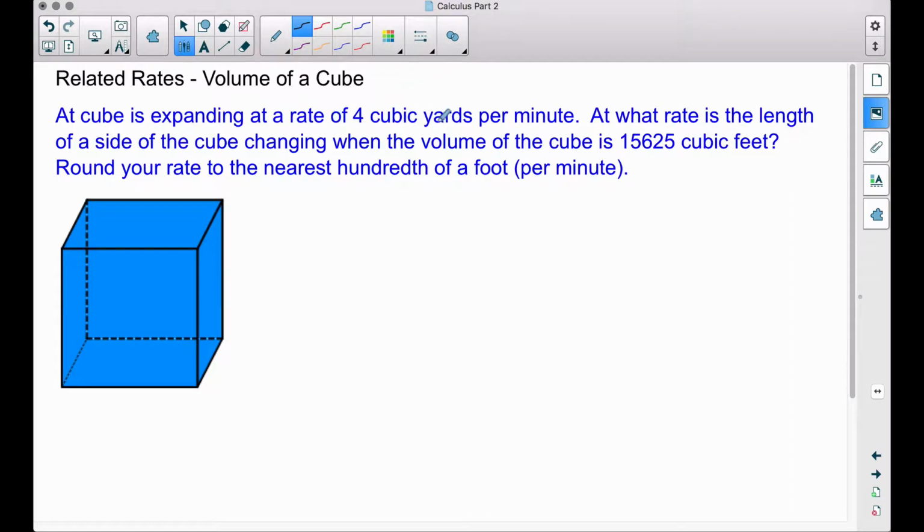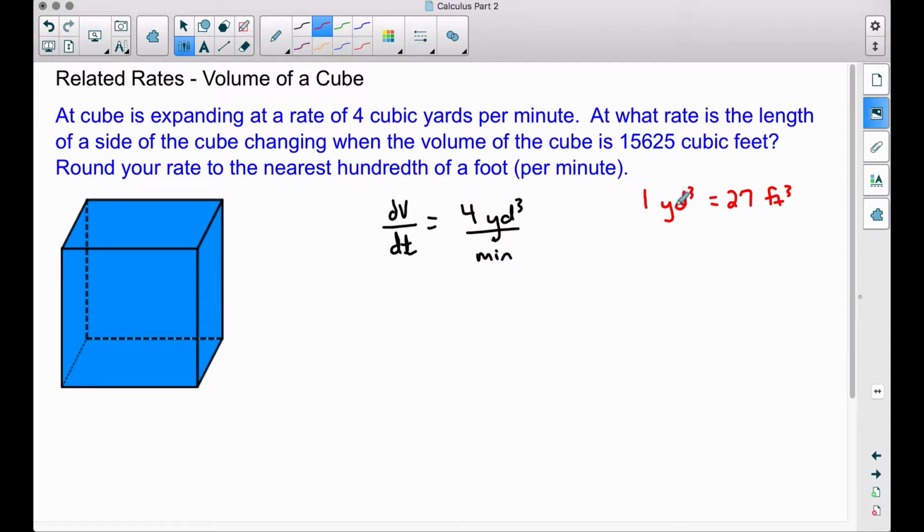So we have the rate of change of volume. That's going to be the rate of change of volume with respect to time. That's the 4 cubic yards per minute. But let's be careful with this measurement here because we have 15,625 cubic feet. And down here we want to answer this to the nearest hundredth of a foot. Therefore, we need to convert 4 cubic yards per minute to cubic feet per minute before we apply our differentiation and start applying the volume formula and whatnot.